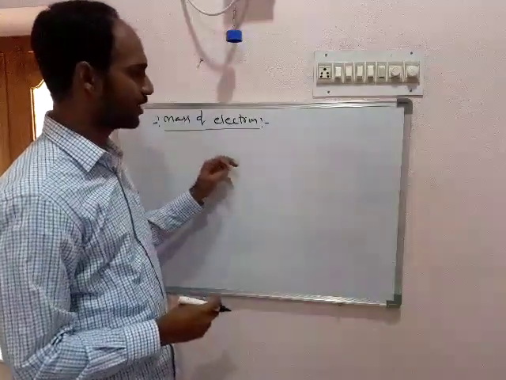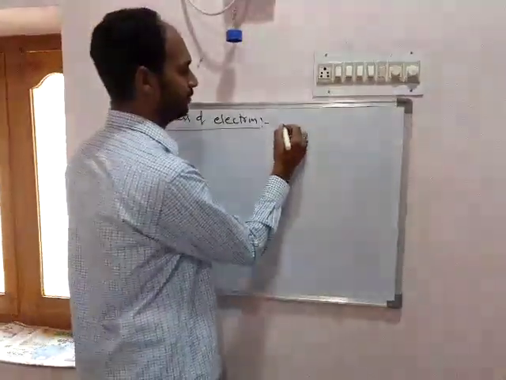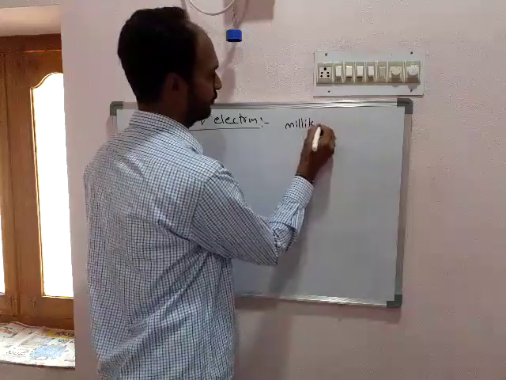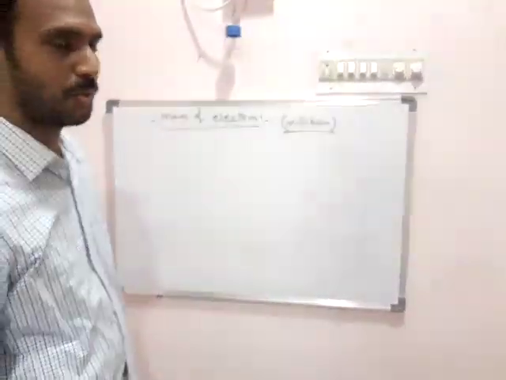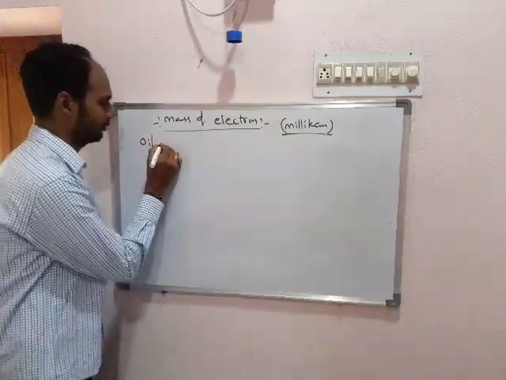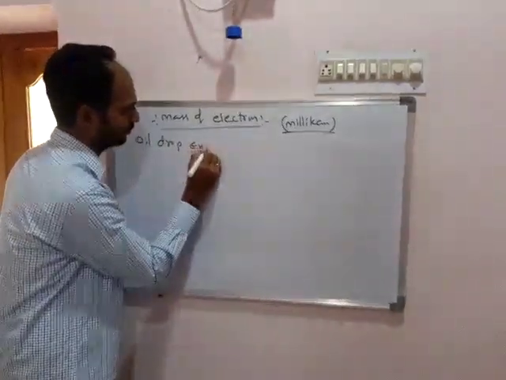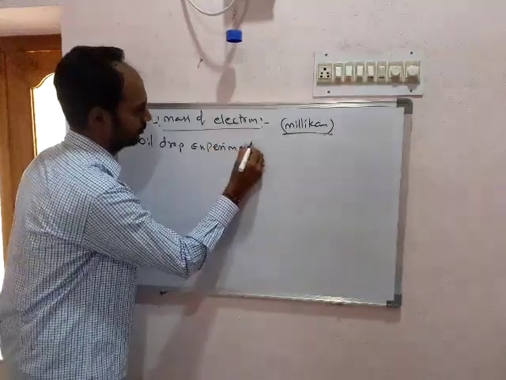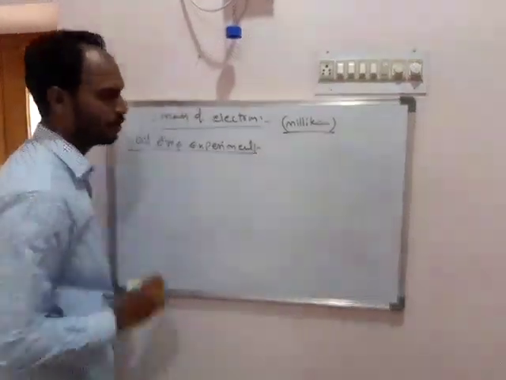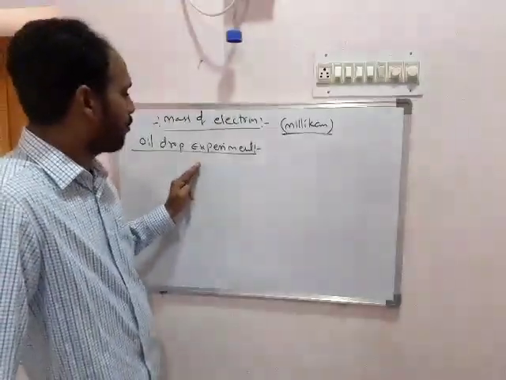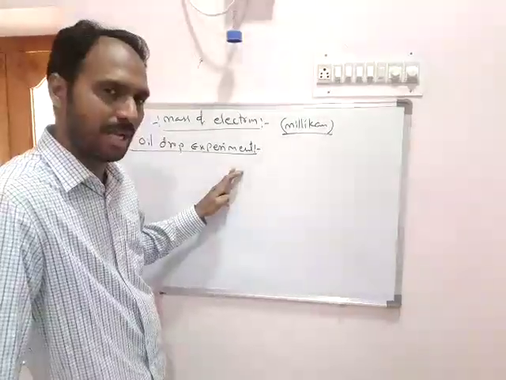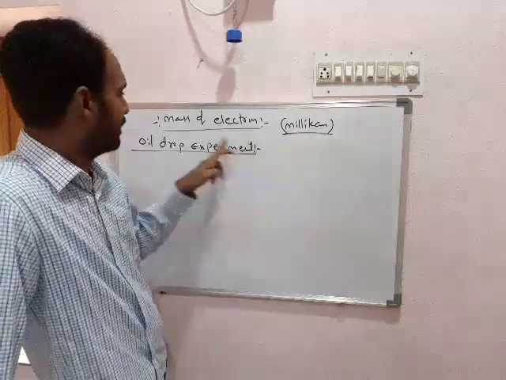Here you see, the mass of electron was determined by Millikan with the help of an experiment. His experiment is known as the oil drop experiment. With the help of the oil drop experiment and with the observations, Millikan was able to calculate the mass of electron. Now we see the experiment and details.